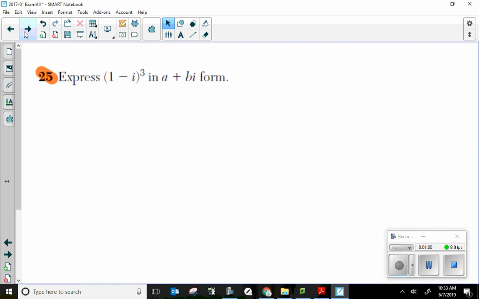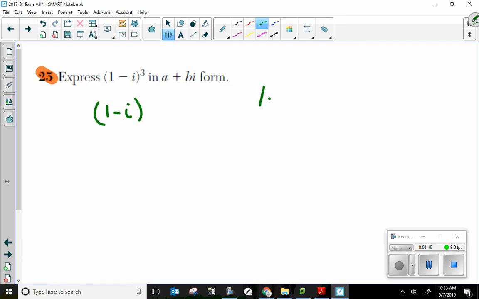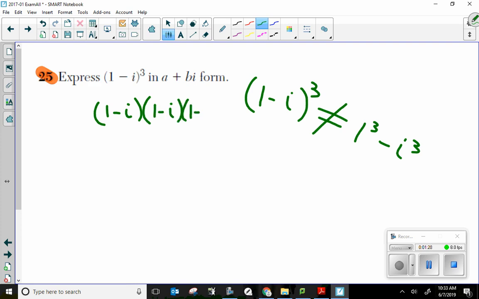Let's get started. Express (1 minus i) cubed in a plus bi form. Straight out algebra and easy to do. If I'm cubing something, first rule of thumb: this is not equal to 1 cubed minus i cubed. Do not do that. You need to FOIL this out 3 times. You need to multiply it by itself 3 times. So let's just go ahead and do that.